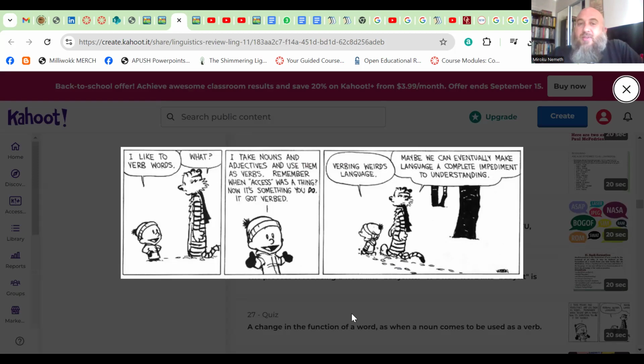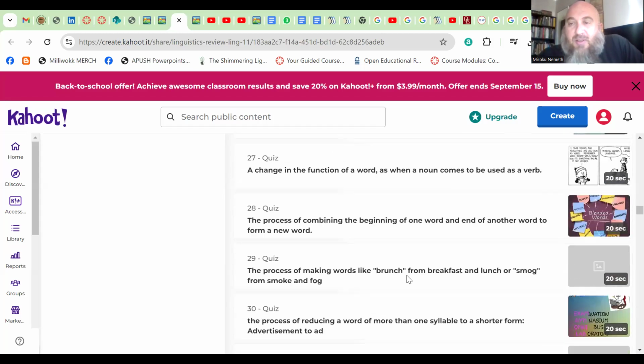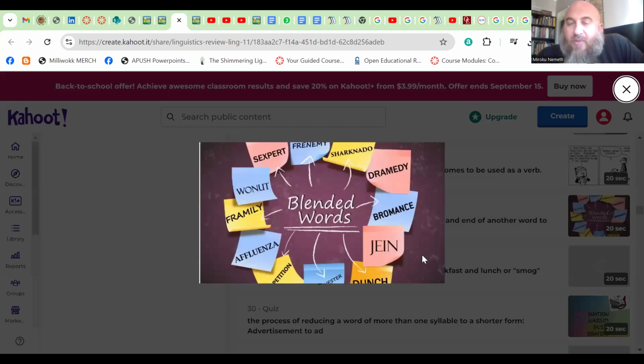I take nouns and adjectives and use them as verbs. Remember when access was a thing? Now it's something to do. It got verbed. Verbing weirds language. Maybe we can eventually make language a complete impediment to understanding. But really, it's something that's always going on. Shakespeare does it a lot. It's really cool. Then blended words: bromance, frenemy, affluenza, etc.